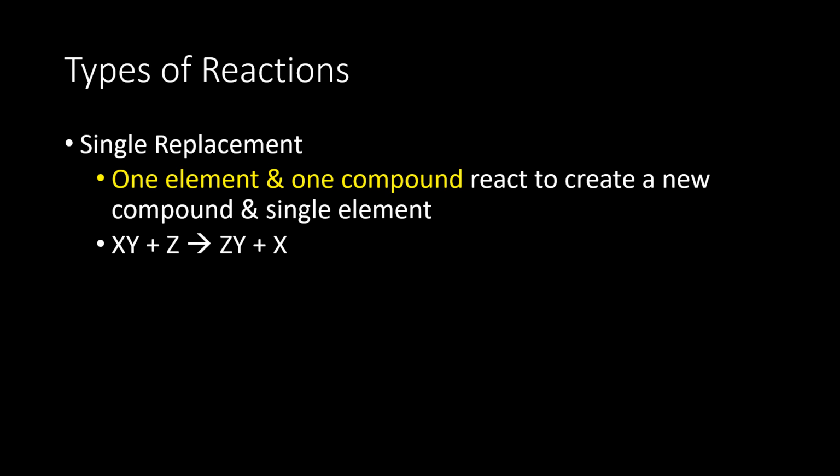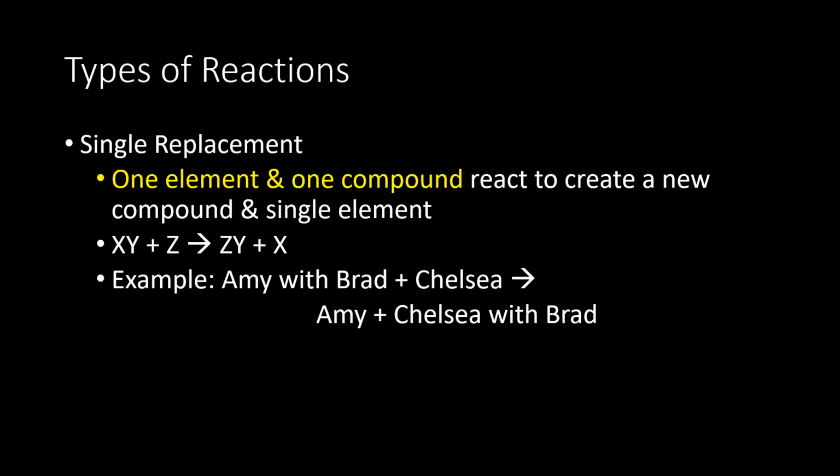Our generic format for this would be XY plus Z yields ZY plus X. On these reactions, it is almost always an ionic compound plus a metal, or a metal plus an ionic compound. So it's almost always the metals that are going to switch out. But that is not always the case.